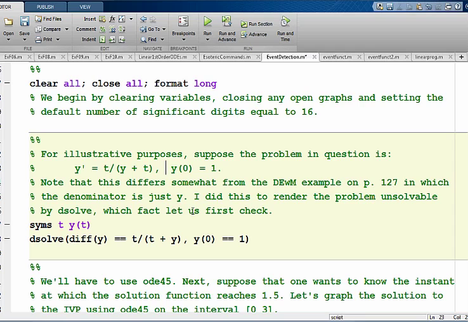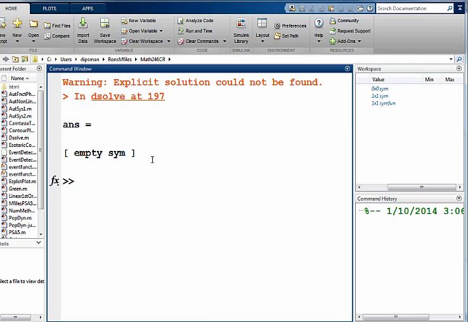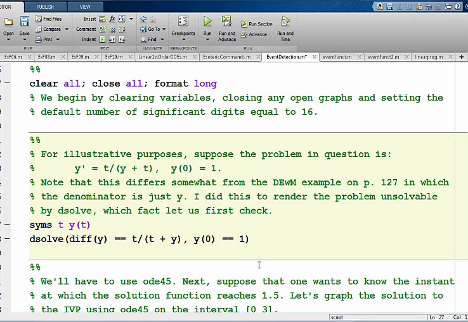I did this to render the problem unsolvable by dsolve. And let's check that here. So I'm going to try to solve this differential equation by dsolve. I run it. And it's thinking a little bit. You can see that from the circle, and it's finished. So let's see what happened. Nope, MATLAB couldn't solve it, and it admits as such. Okay, so we have to work with a numerical solver.